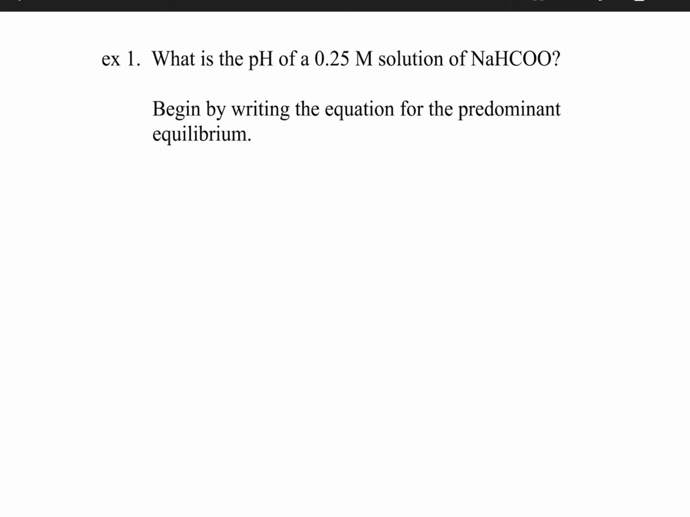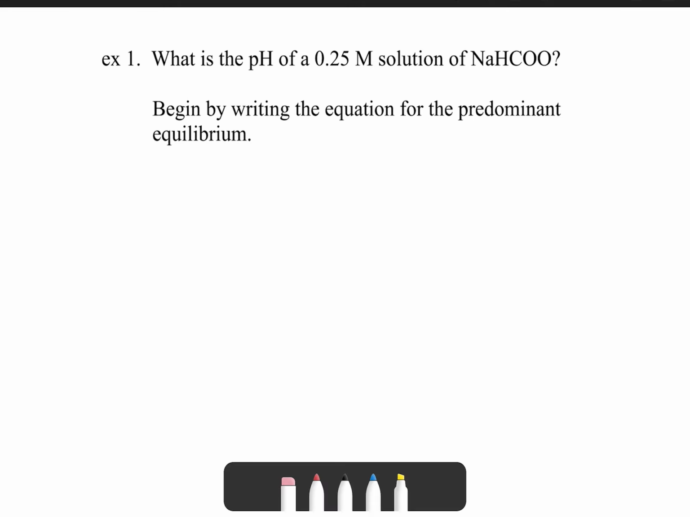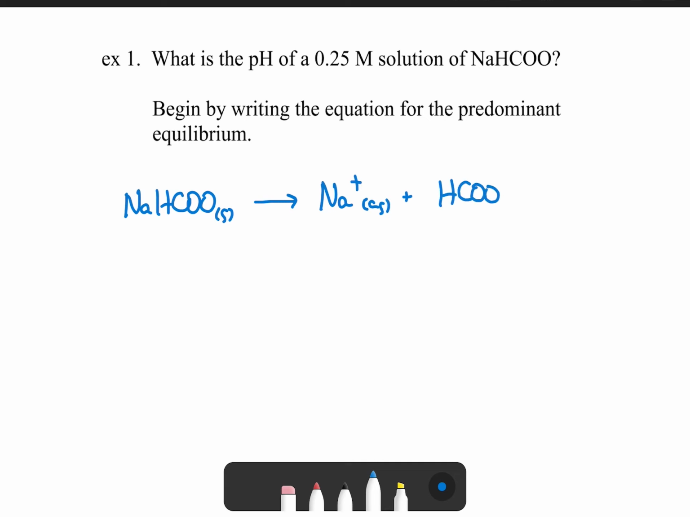For example 1, what is the pH of a 0.25 molar solution of NaHCOO? Let's begin by writing the equation for the predominant equilibrium. NaHCOO is a salt, and will first undergo dissociation. We're told that we have a 0.25 molar solution. Therefore, the molarity of the Na plus and the molarity of the HCOO minus are both equal to 0.25 molar.